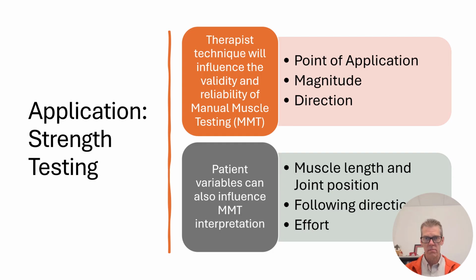Well, you've got to figure out how do I know if I'm using a similar amount of force or not? And then direction. Am I pushing the joint in the right direction, or pushing the segment in the right direction to do the test properly, or is my direction off? And that's going to impact your test because it changes the moment arm. Patient variables. The joint position, the muscle length, those things can change how much force the muscle can generate.